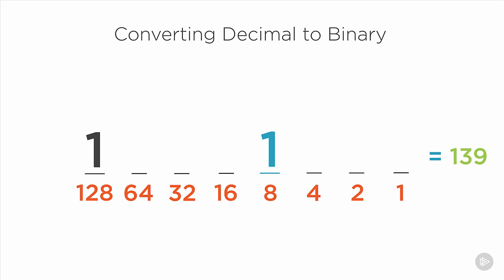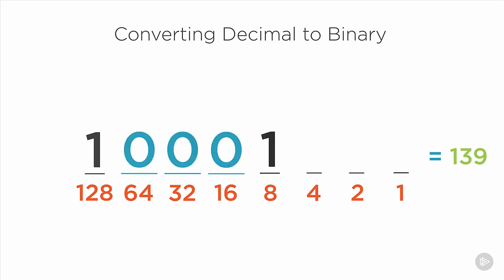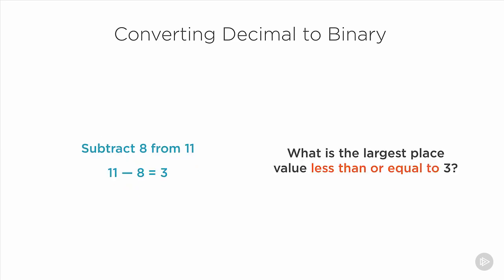But what about the empty places to the left? Well, we're going to set those to 0. Why 0? Well, remember, we're trying to convert decimal 139 to binary. If we set any of these to 1, then the binary number would end up being more than decimal 139. Okay, so we've placed a 1 bit in the 8's place because 8 was the highest value less than 11. So now we need to subtract 8 from 11, and we get 3.